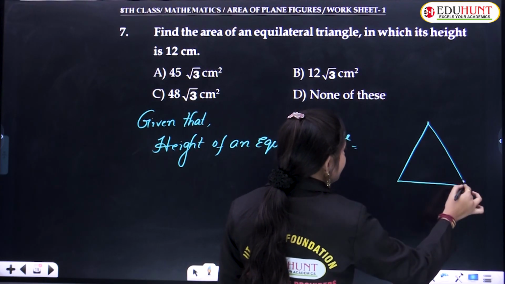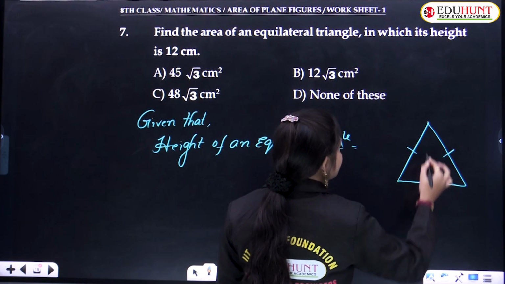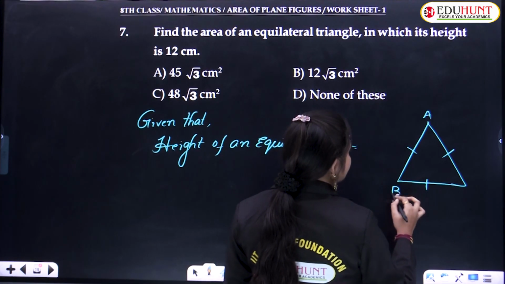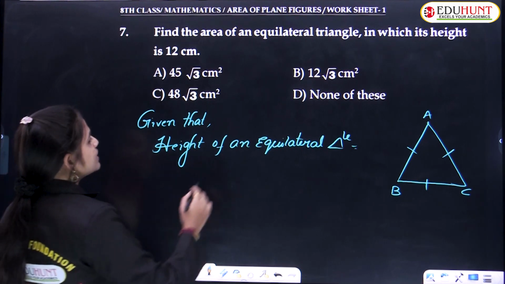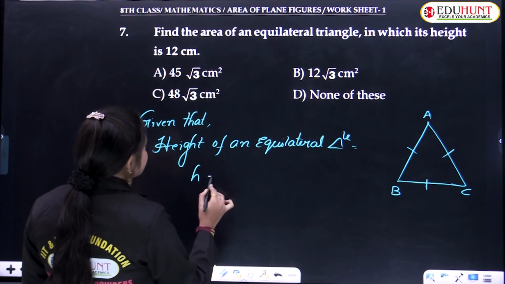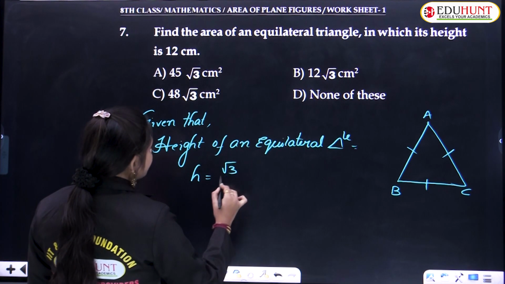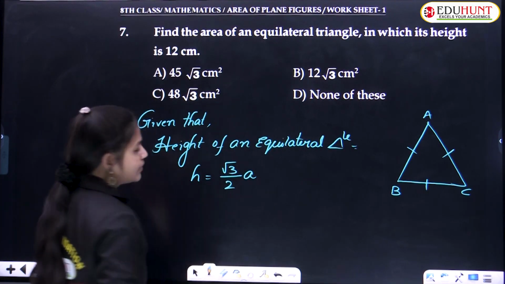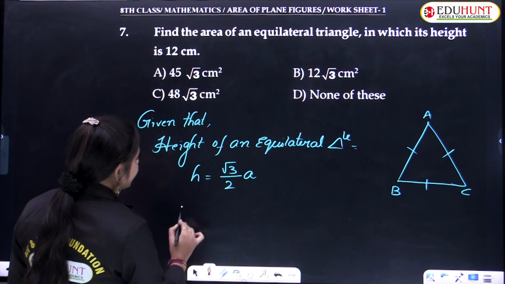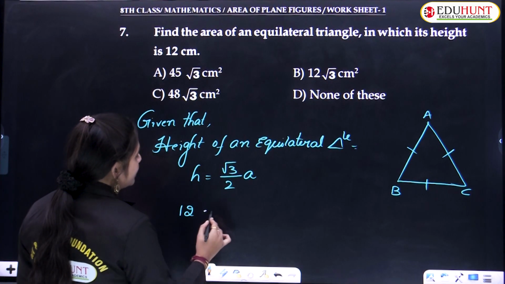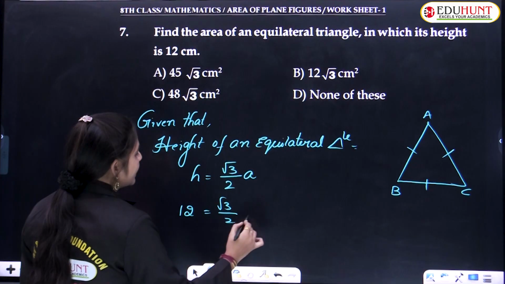Equilateral triangle means all sides have the same measurement, no? A, B, C, all sides have the same measurement. Now what is the formula? H is equal to root 3 by 2 A. Here H is already given, 12 centimeters. So 12 is equal to root 3 by 2 A.